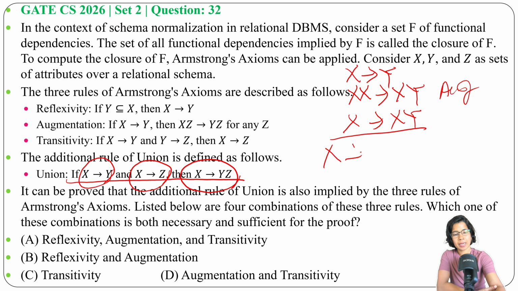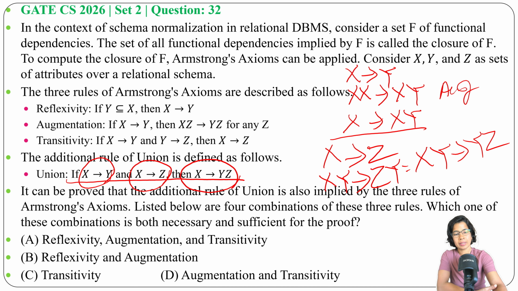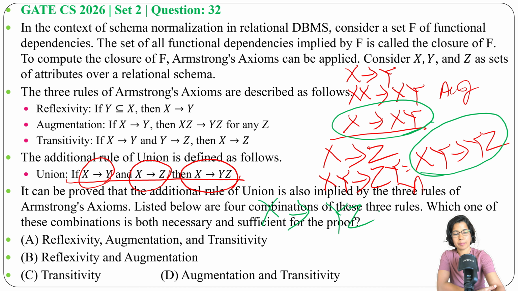Now X implies Z, so XY implies ZY. We can rearrange this: XY implies YZ. Here we use the augmentation, we add Y on both sides. Now from these two, X implies XY, XY implies YZ, we can obtain X implies YZ by using transitive. Hence, we can obtain the union rule by using augmentation and transitive. That's why option D will be true.